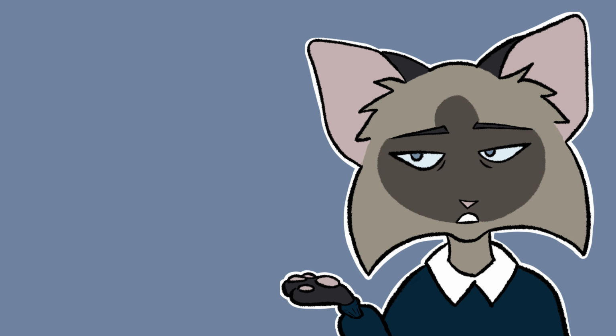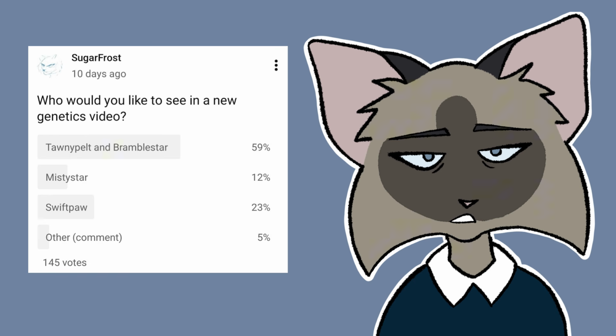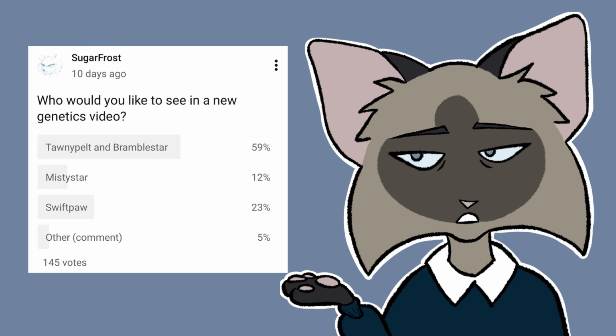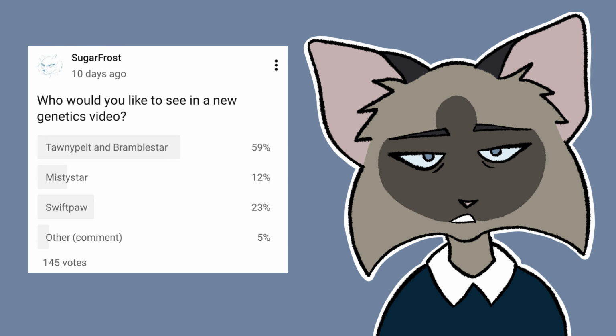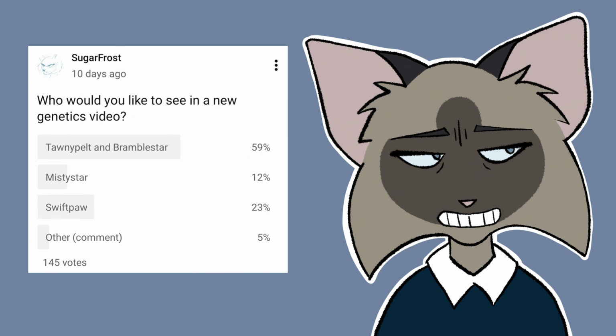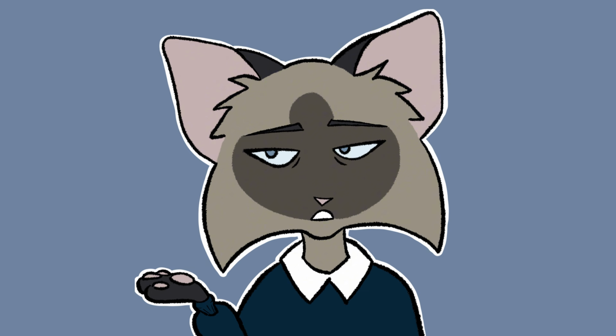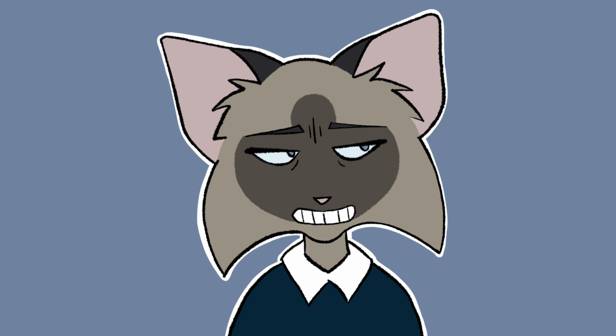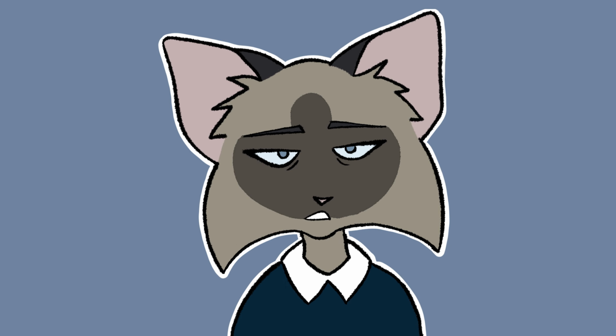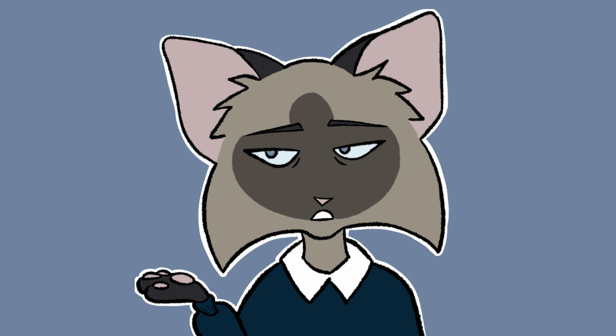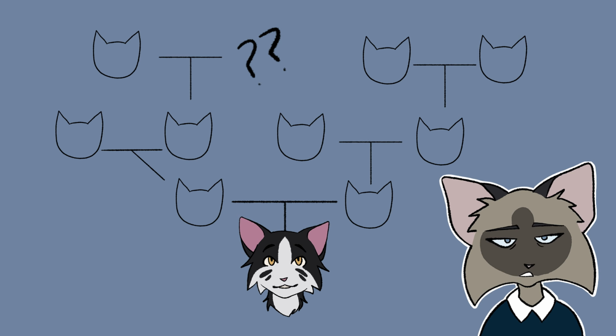Now for this video I made a post asking who you'd like to see next, and a lot of you chose Brambleclaw and Patchpelt. However, I also saw some of you wanted Swiftpaw, so I'm going to kill two birds with one stone in this video. Swiftpaw's mother is also the mother of Brambleclaw and Patchpelt, and Swiftpaw's father's parents also have relation to the duo as well. So we're going to start off with Swiftpaw today, and then finish off with Brambleclaw and Patchpelt in another video.